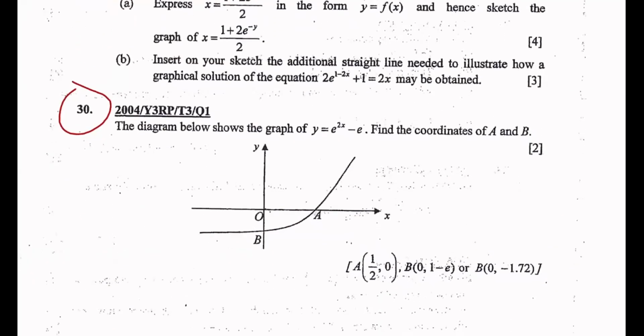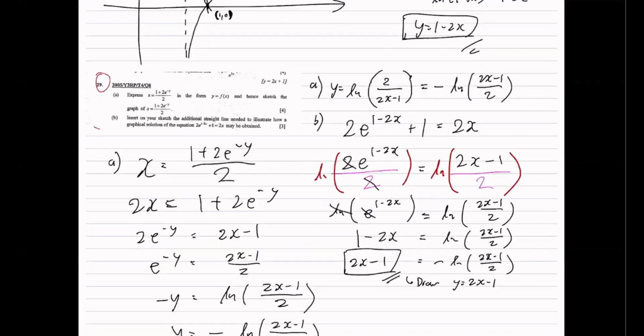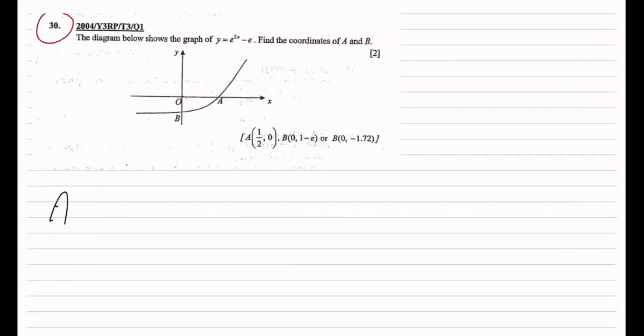Okay, let's do this last question. For this worksheet, the diagram below shows the graph of y equals e power 2x minus e. Find the coordinates of A and B. So basically, you want to find the y-intercept and x-intercept. So for point A, it's the x-intercept. So you start with what? Sub y equals 0. Okay, good. So 0 equals e power 2x minus e.